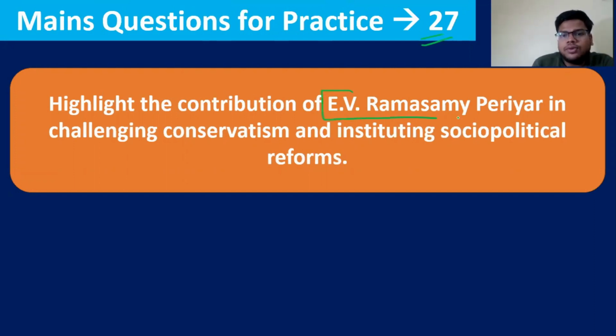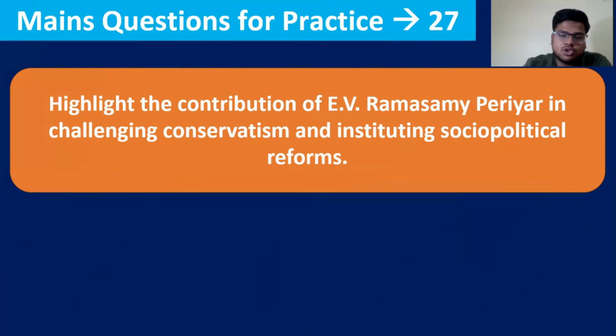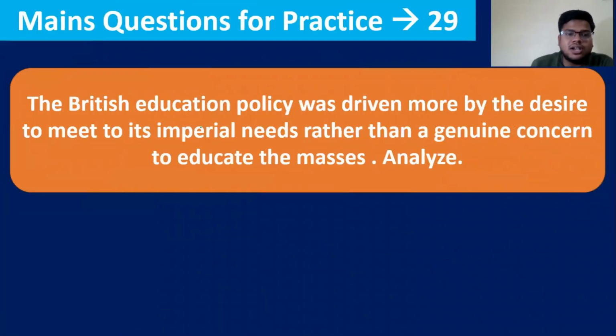Question: Highlight the contribution of E. Ramaswamy Periyar in challenging conservatism and instituting socio-political reforms. Next: Savitribai Phule was the first feminist of modern India. Elaborate her contributions to the cause of women. So these are the three questions. One is related to education.